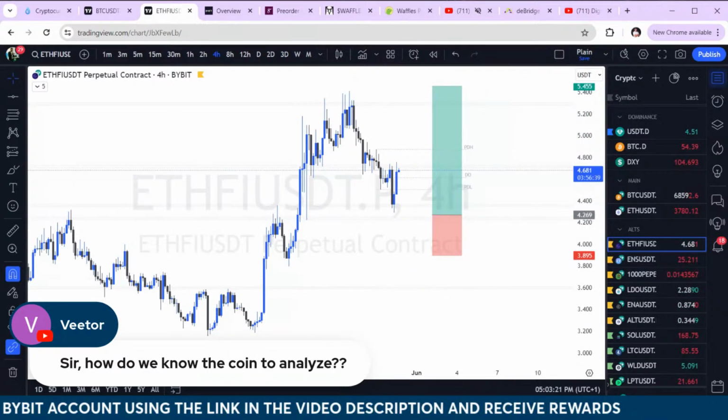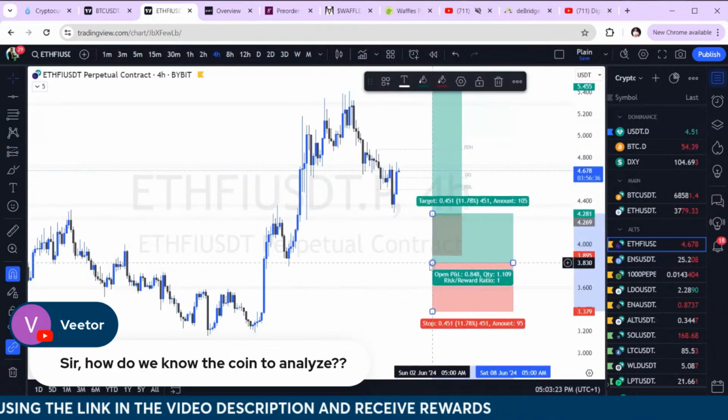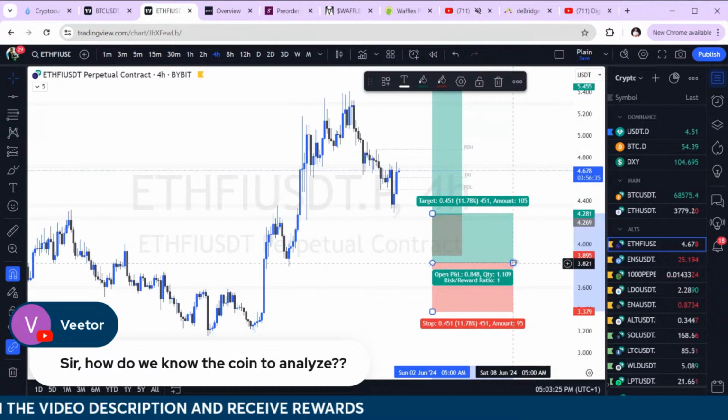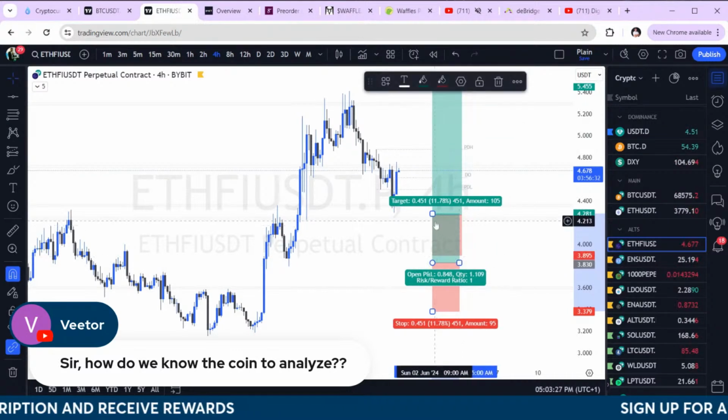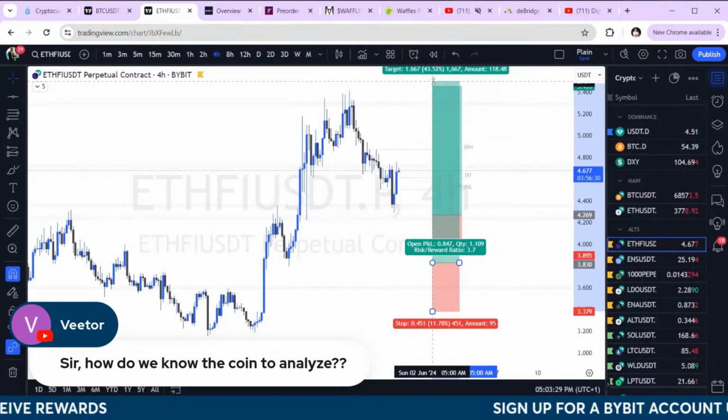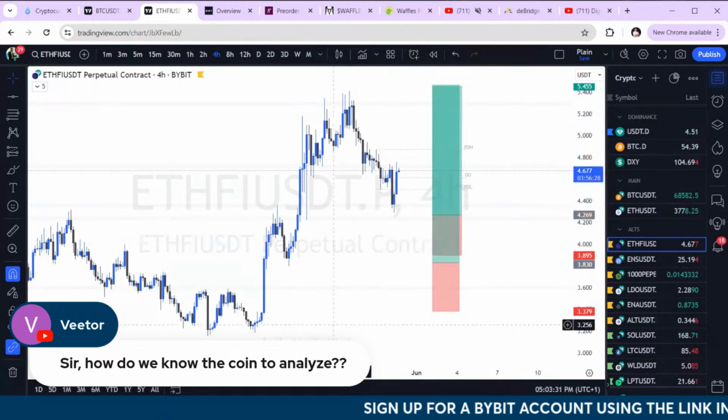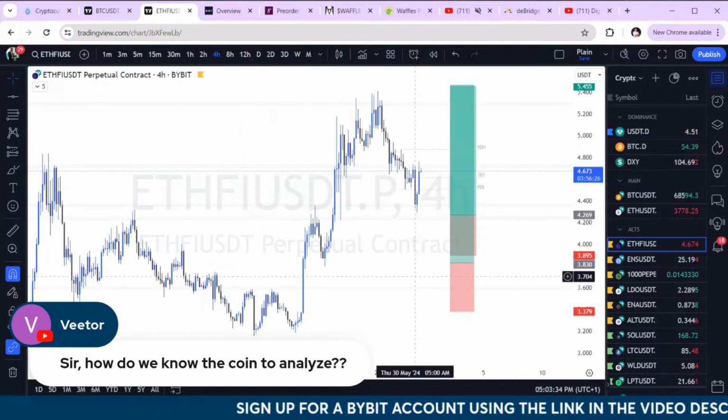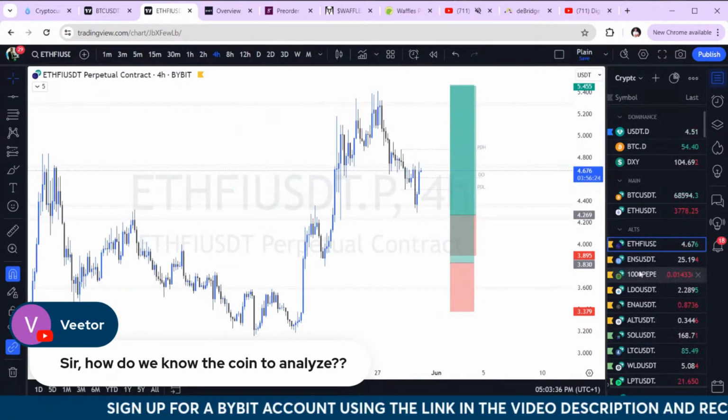Or if you get an opportunity to take that trade from this area here, that could equally be a good opportunity to take it to the upside. If you cannot do leverage, guys, go and do spot. So those are the two areas that I'm looking at buying this particular token.